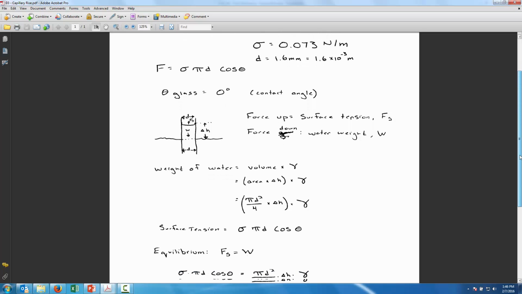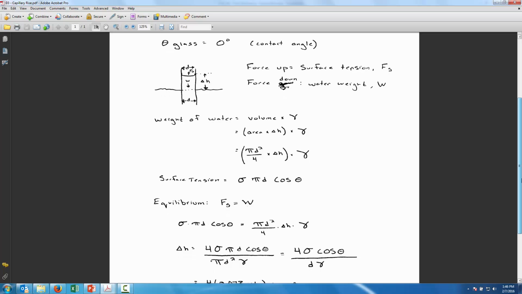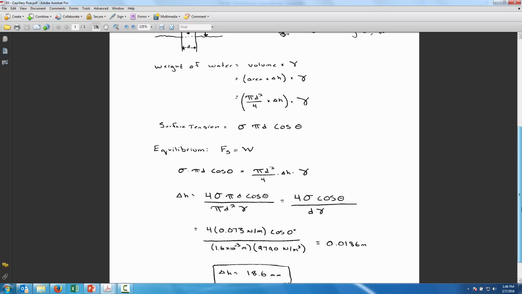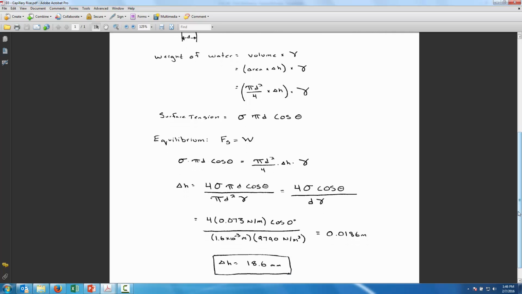Okay, so here's then the equilibrium, where we set everything equal. And I probably could have canceled a few things out early, but what you can see is that delta H is 4 times sigma, cosine of the angle, which is 1, over the diameter and the unit weight. All right. Any questions about this example?